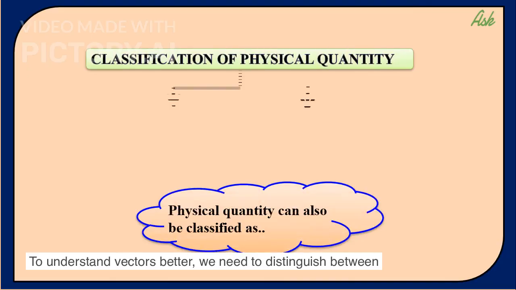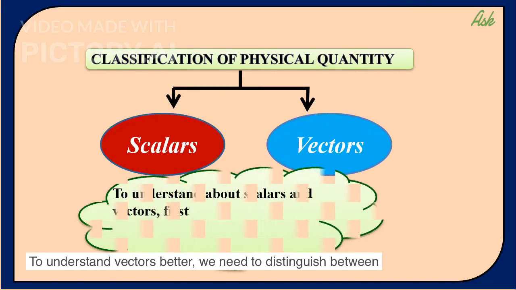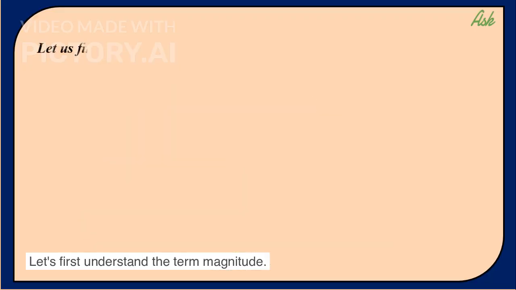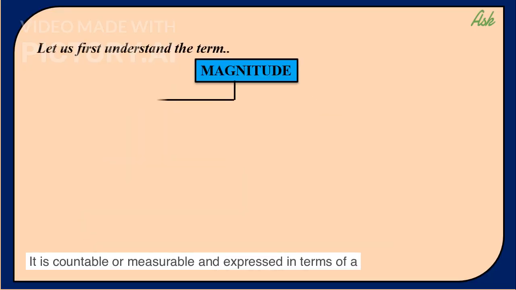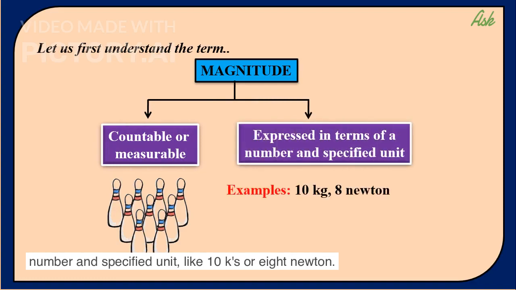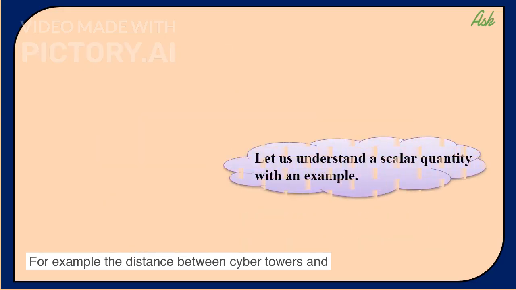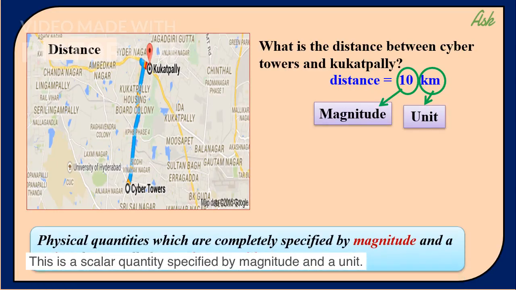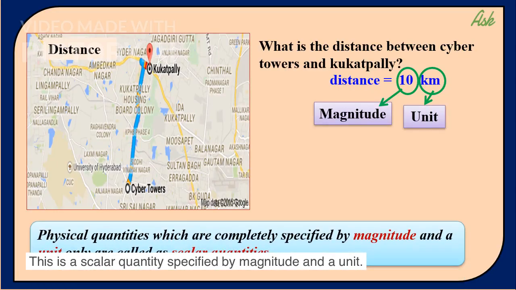To understand vectors better, we need to distinguish between scalars and vectors. Scalars have only magnitude, while vectors have both magnitude and direction. Let's first understand the term magnitude. It is countable or measurable and expressed in terms of a number and specified unit, like 10 kgs or 8 Newton. For example, the distance between Cyber Towers and Kukatpally is 10 km. This is a scalar quantity, specified by magnitude and a unit.